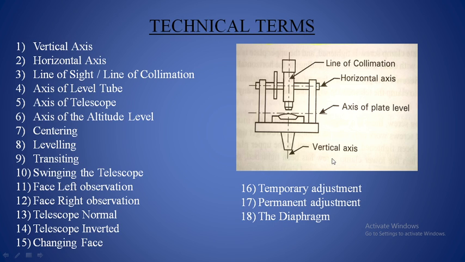So the next one is diaphragm. Inside the telescope, just in front of the eyepiece, there will be a copper ring which is attached with the hair strings. Those hair strings are called crosshairs. The ring which contains crosshairs and is placed just in front of the eyepiece inside the telescope, that setup is known as diaphragm.